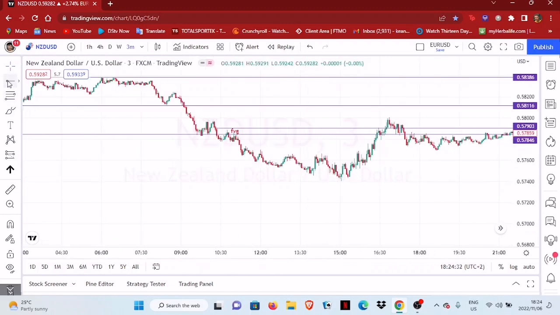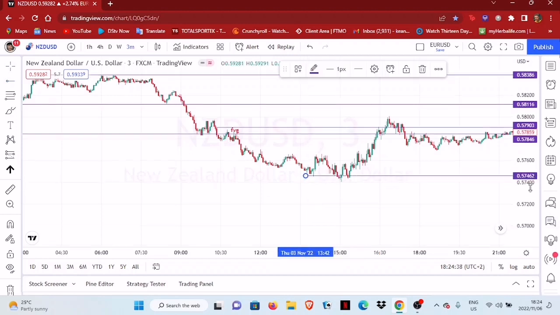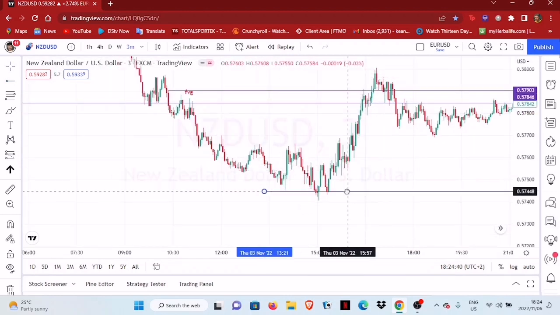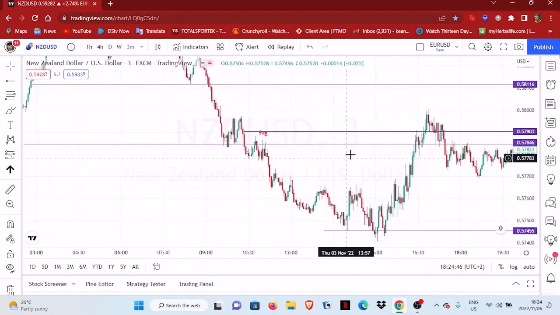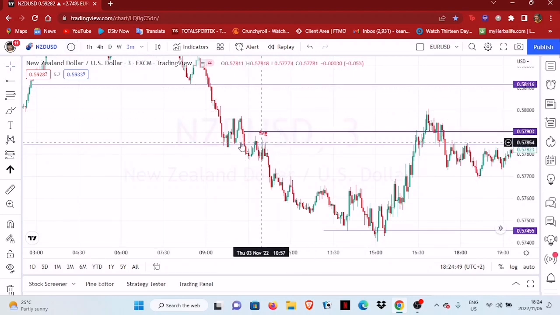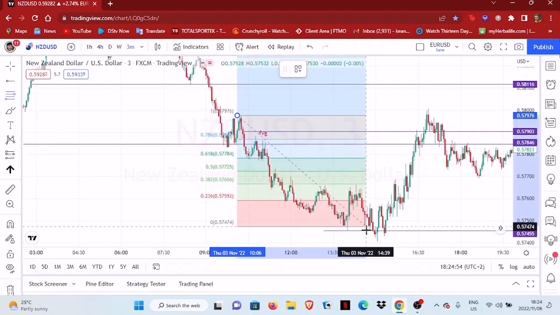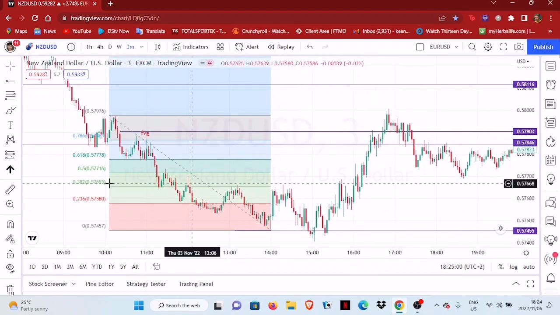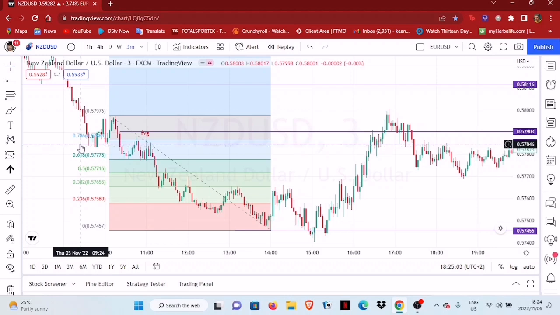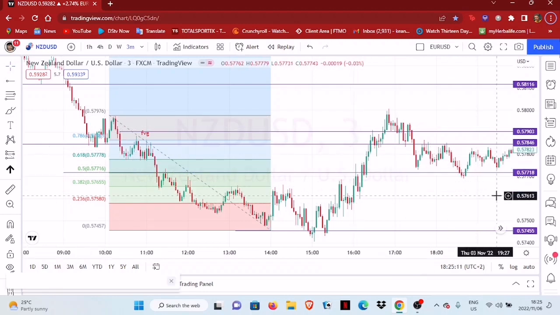Okay, so now we're coming into NY. And our highest point in London was there and there. So now we can put out equilibrium, and we'll put it in here. Cool, so we kind of have our level set now.